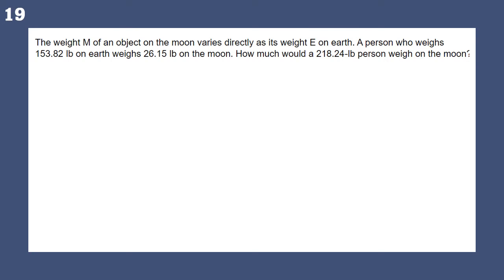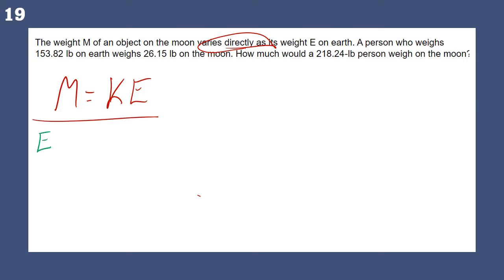The weight M of an object on the moon varies directly. Yay! Varies directly. So M varies directly, so I'm going to say k times x. Well, it doesn't say k times x. It says k times E. So the first situation they give us is they tell us the weight on Earth. In situation 1, they say the weight on Earth, E, is 153.82. And then they tell us the weight on the moon, so that's M, is 26.15.